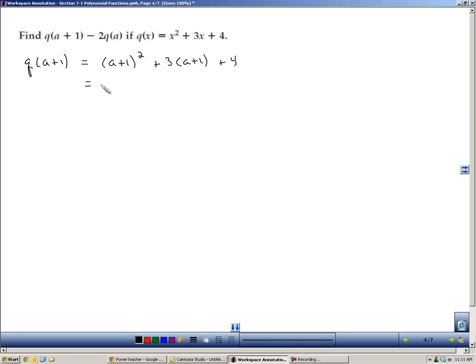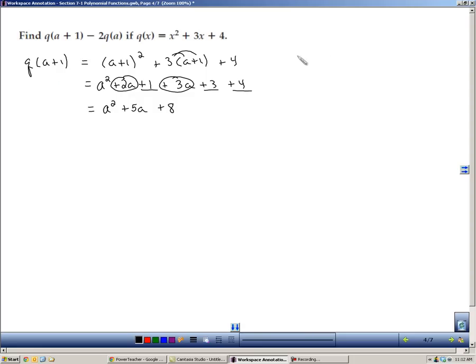Now this is a square of a sum, which gives me a perfect square trinomial of a squared plus 2a plus 1. I'll distribute this 3 here. So 3a plus 3, and we have the 4 sitting on the back. Now we'll simplify with the a squared. We'll combine 2a and 3a to give us 5a. And then 1 plus 3 plus 4 is 8. So that's what q of a plus 1 is.